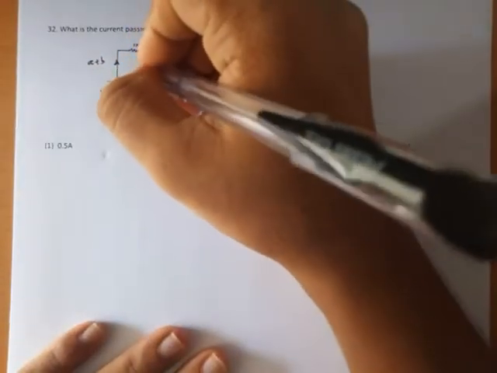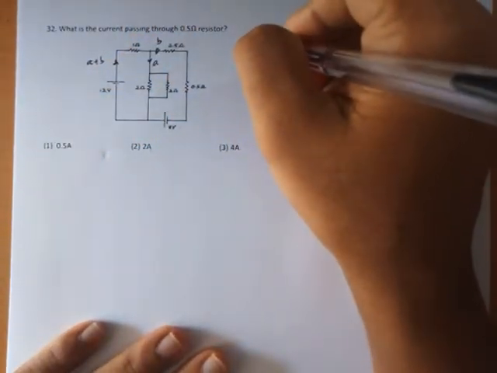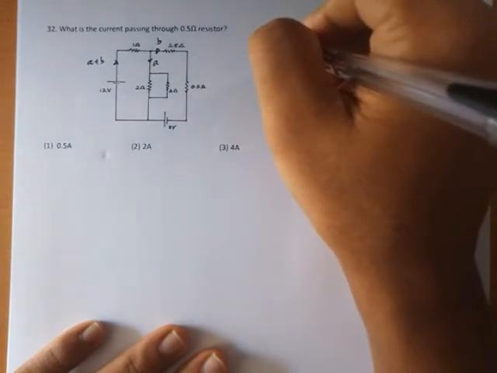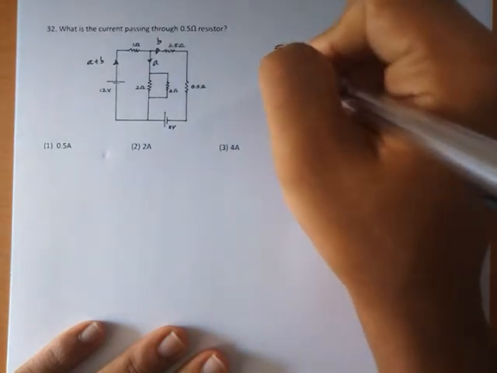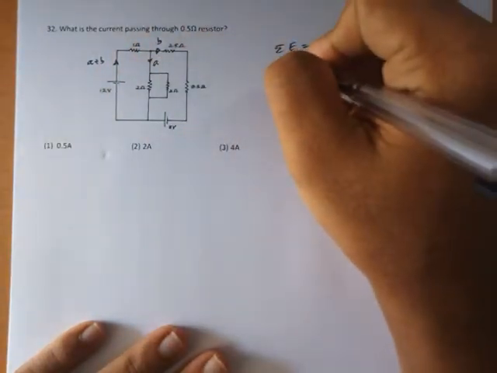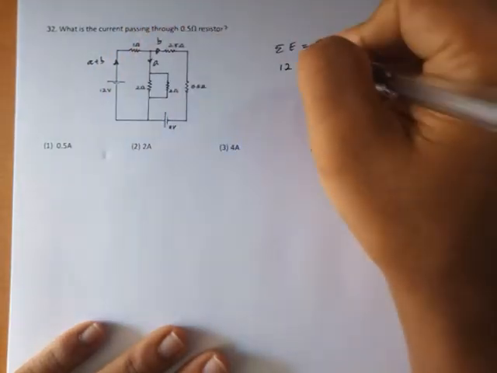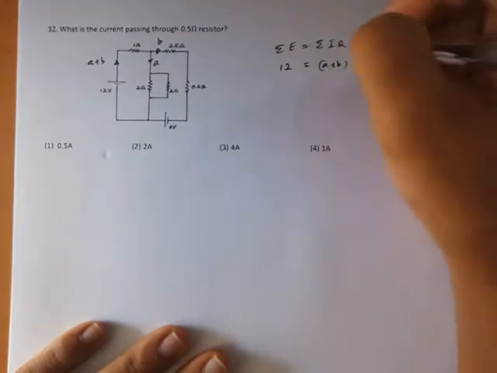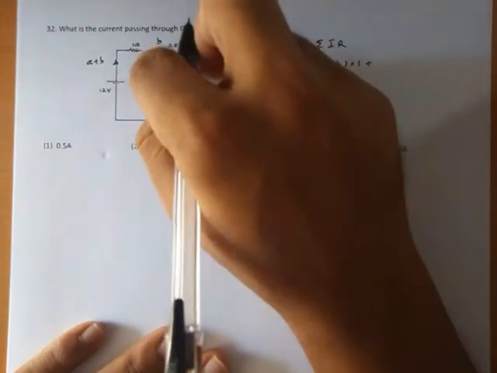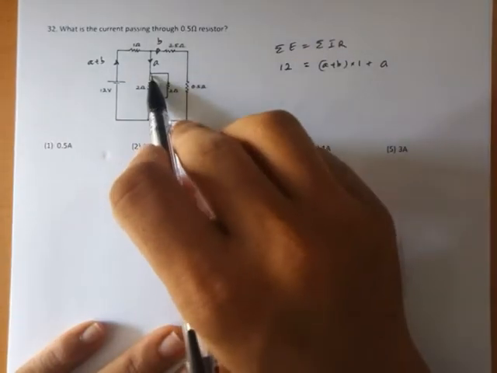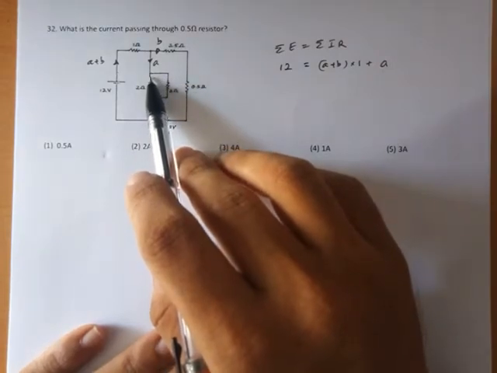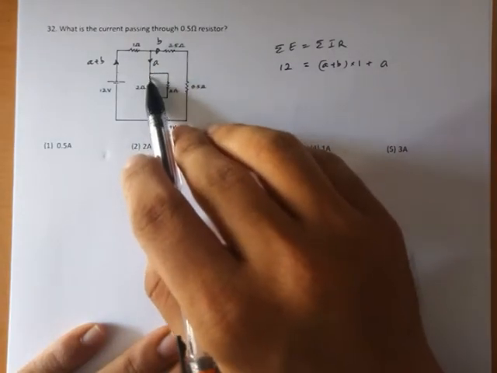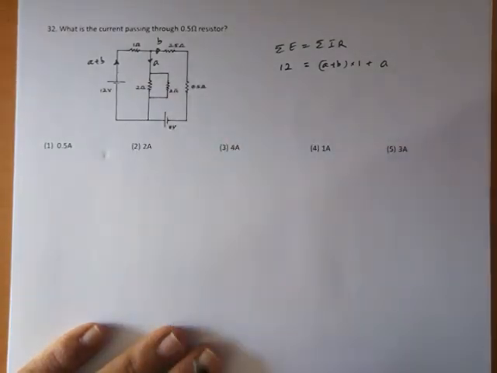First I'm going to consider this loop. Using Kirchhoff's law, we know sigma E equals sigma IR. So in this loop I have 12 volts, and that equals the current. First we have A plus B times 1, plus A times, so here again the current divides. If you take this A as current going to this side C and current coming this side A minus C, you are making it complicated.